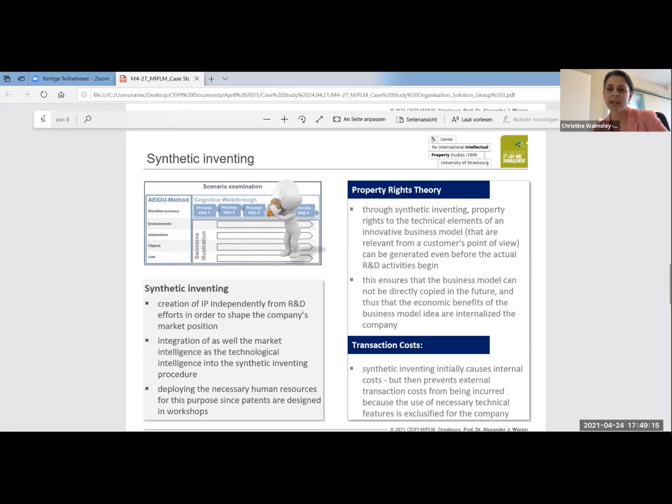In doing this process, you would integrate the market intelligence and also the technological intelligence. And as you've probably noticed, you're going to need a few people for this. You're going to need experts. You're going to need a number of people and users. So the human resources that you would need are probably quite high. So how does this fit in with the property rights theory and the transaction costs?